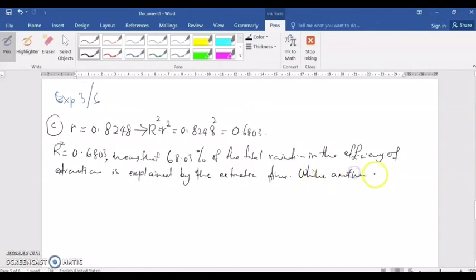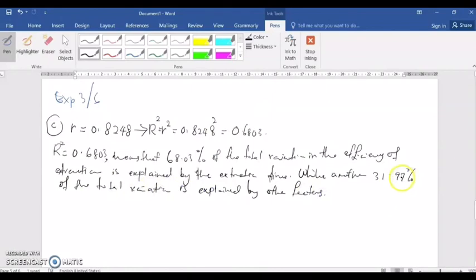another 31.97% of the total variation is explained by other factors. Okay, so this one is very important. The other 31.97% as usual, from here you can do 1 minus 0.6803, or you take 100% minus 68.03%. So you will get its balance.